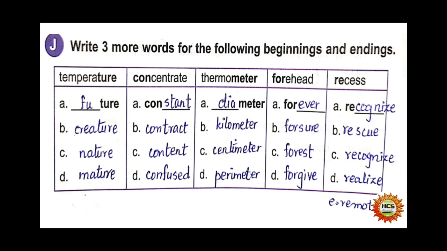Next, forehead. We have to use the word for. Forever, for sure, forest, forgive. Last, resist: recognize, rescue, realize, remote. In this column, recognize has been repeated twice. So you have to write it only once. Recognize, rescue, realize and remote.